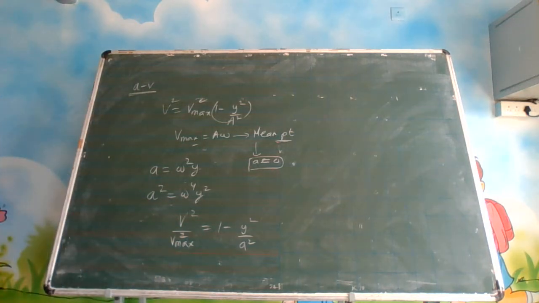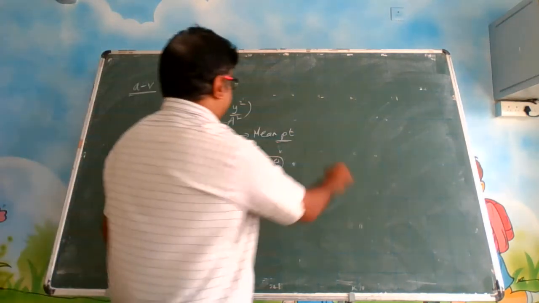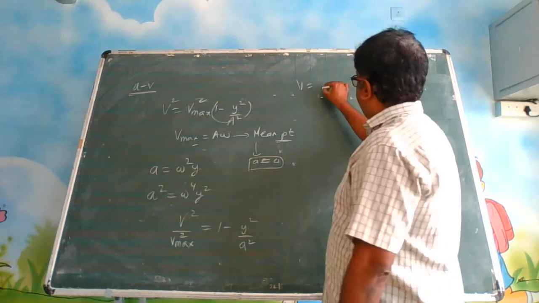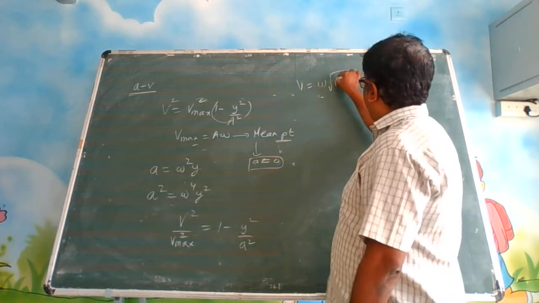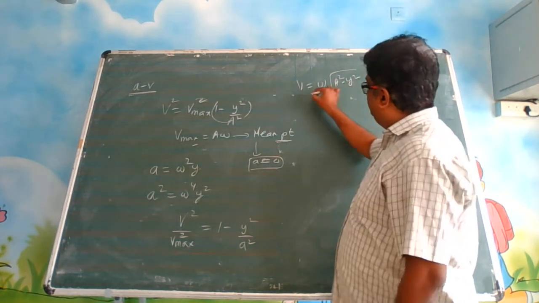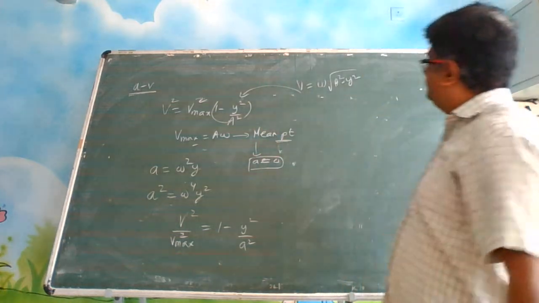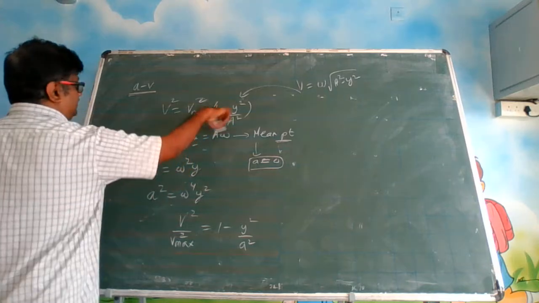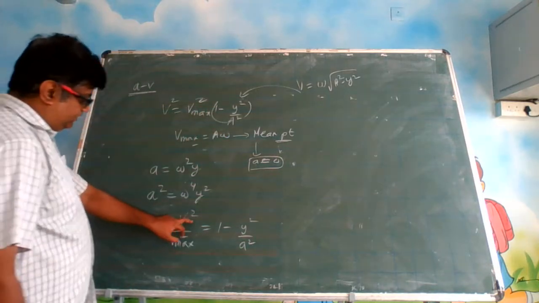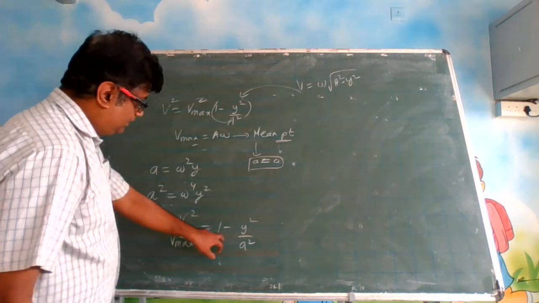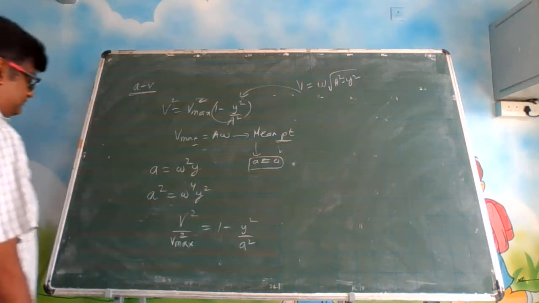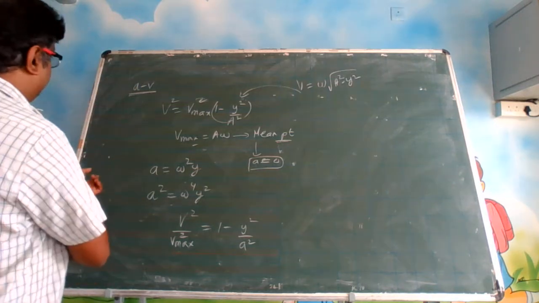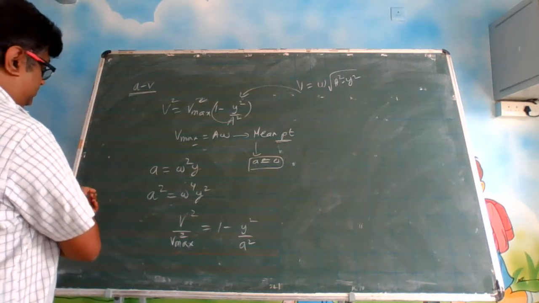Okay? So where has this come from? It has come from here: v is equal to omega into root over A square minus y square. The whole story came from this. Okay? So there was a square here. v square is equal to v square max into 1 minus y square by A square. So this is what you are getting: v square by v square max is equal to 1 minus y square by A square. Okay.